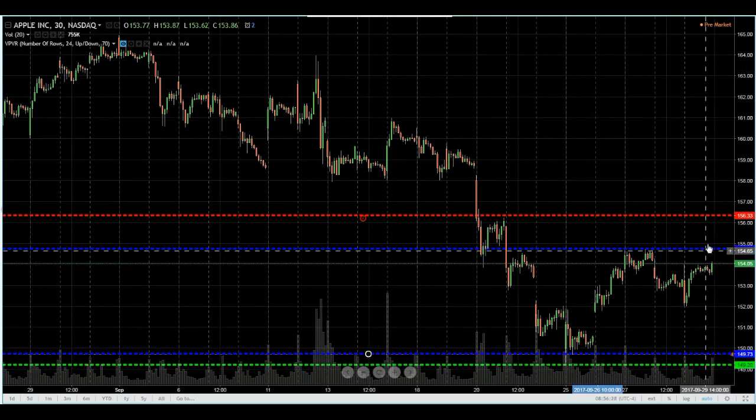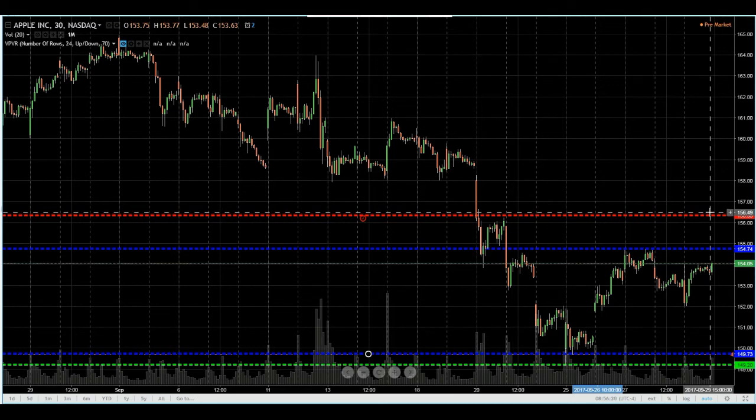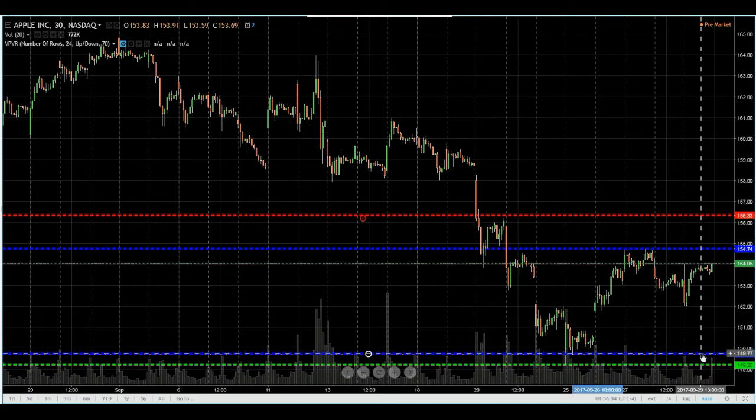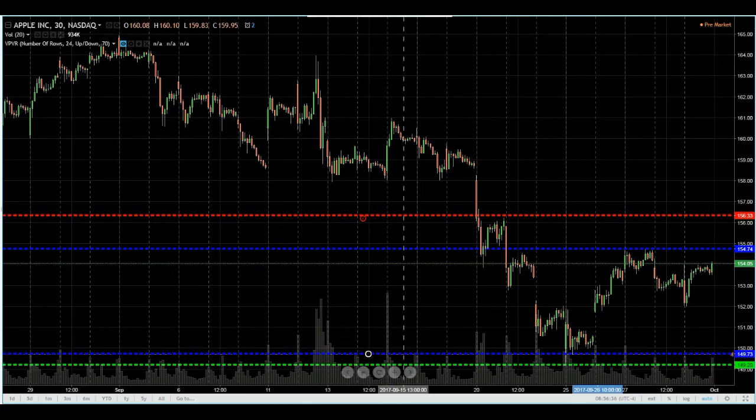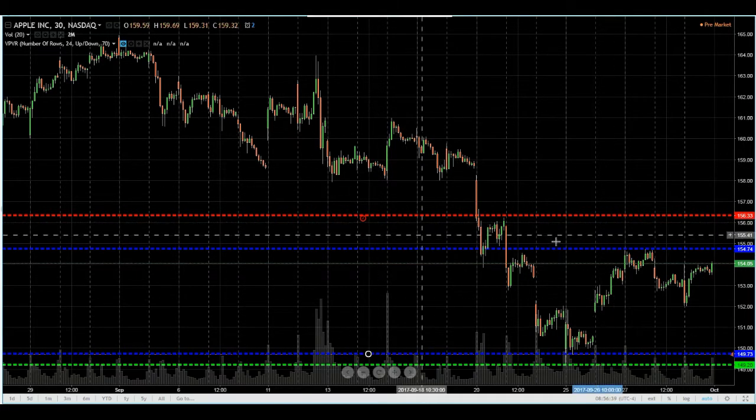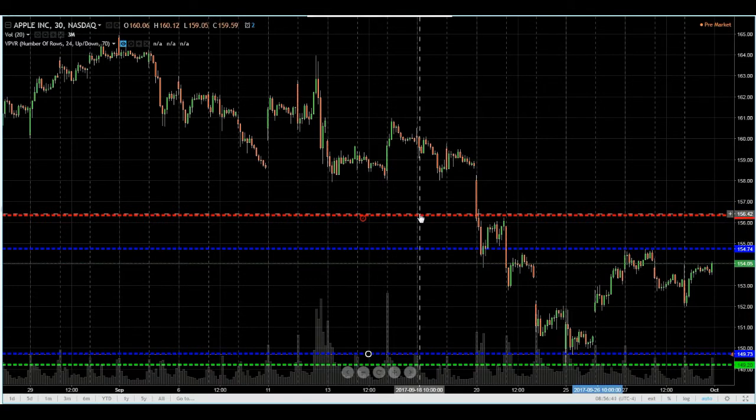So if I get short at 156.50 or 59, I'd be looking to retest 149.77. So more of a short bias on Apple, and you can see I've set an alert for that because I am very interested in shorting that.